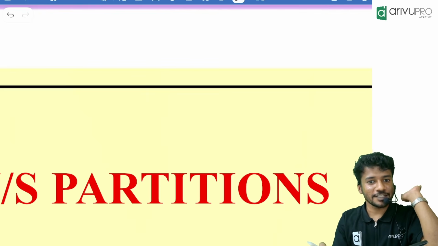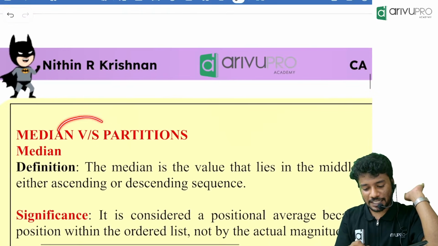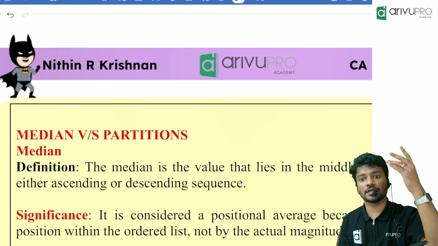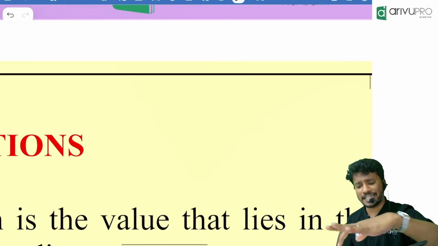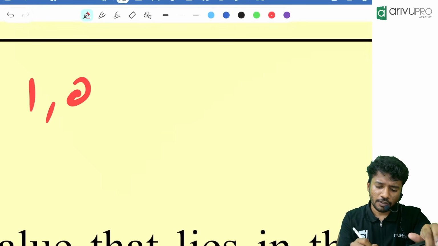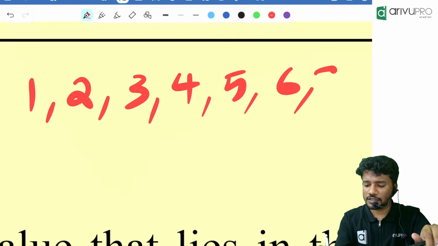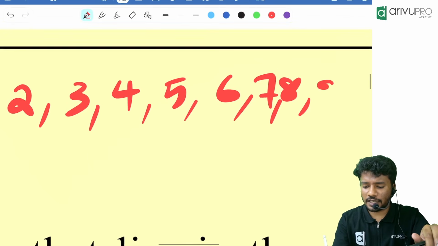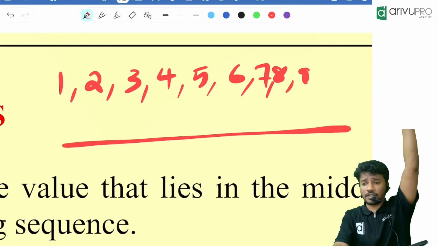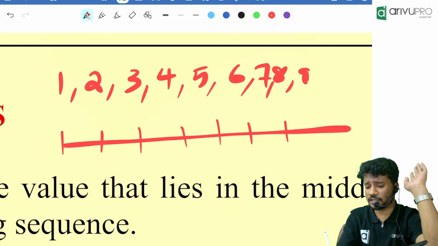Everyone will be Vijay. Now, same as that, median is actually a partition. Yes, median is actually a partition. I'll tell you how it is done. For example, some random numbers: 1, 2, 3, 4, 5, 6, 7, 8, then 9 is there. I'm just writing it on a number line. Have you studied number line in your school long back? Randomly I'm putting some values 1, 2, 3, 4, 5, 6, 7, 8, 9.